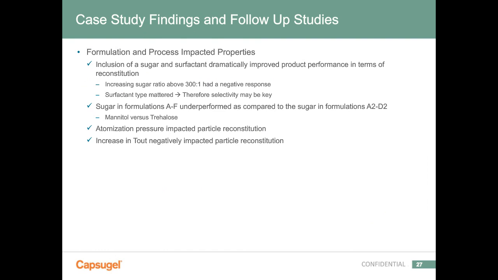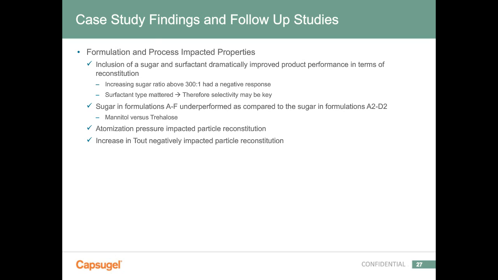So just to highlight this, of course, formulation and process did impact the properties when it came to reconstitution. Inclusion of the sugar and surfactant dramatically improved product performance. But when we increased the sugar ratio above 300:1, that's a molar ratio, we had a negative response when it comes to particulate counts. The surfactant type did matter. We screened, in this case, polysorbate 20 or polysorbate 80. And in a lot of situations, it really can be important.